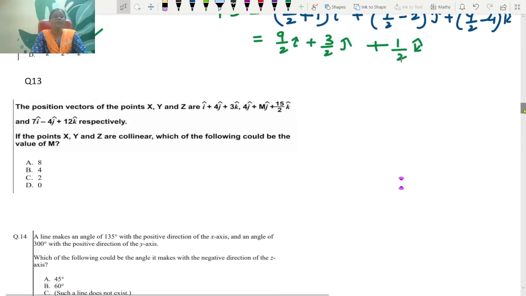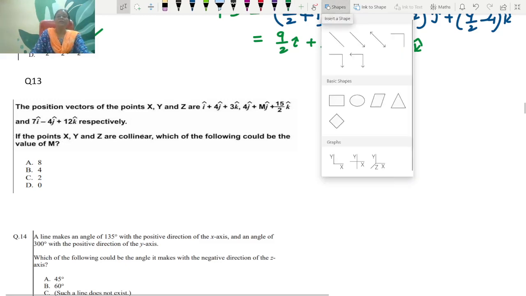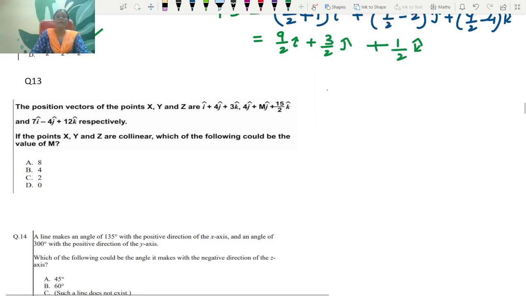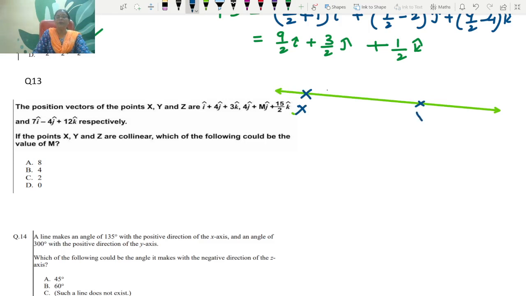done. The next question is: the position vector of x, y, again position vector. The coordinate of x is given as 1, 4, 3, the coordinate of y is 4, m and 15/2, the coordinate of z is 7, minus 4, 12. Now the points x, y, z are collinear. It's a question based on collinearity. What does collinear mean? They all lie in one straight line. So let me mark the points that we have: let this be x, let this point be y and this point be z.